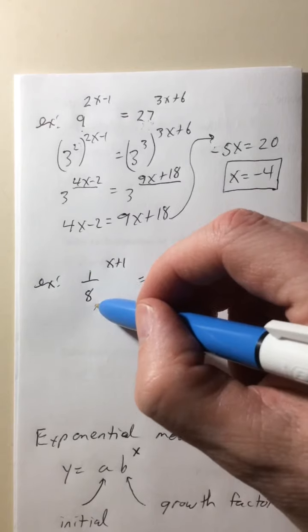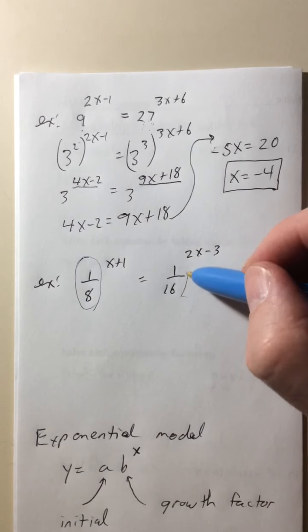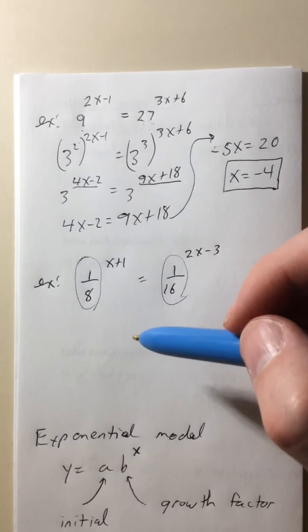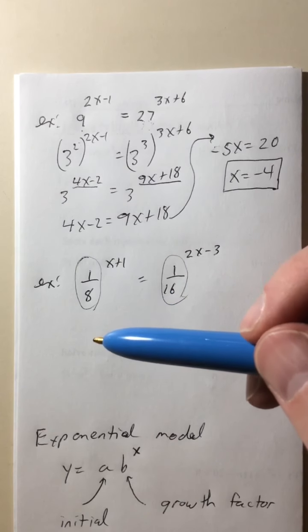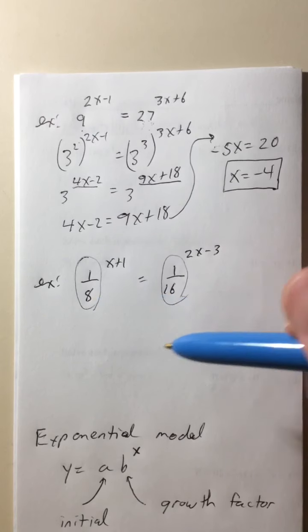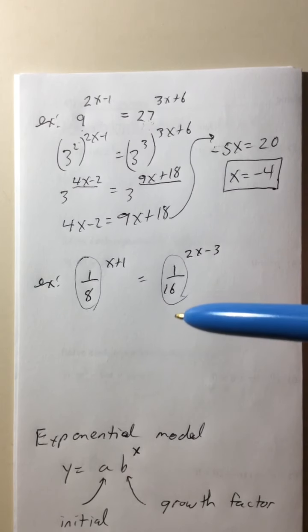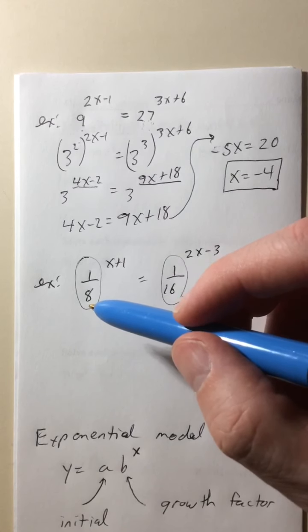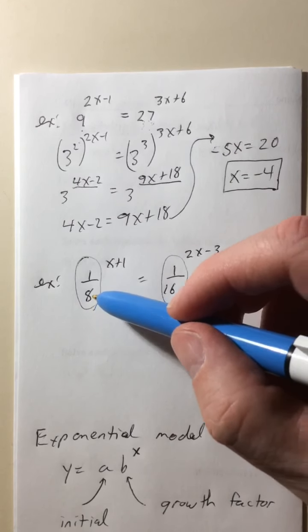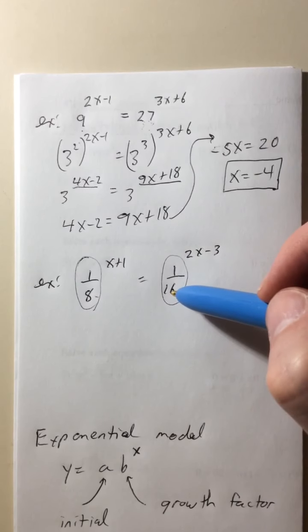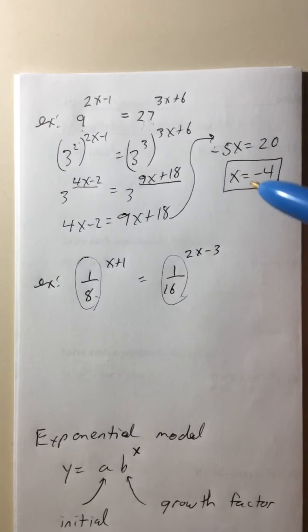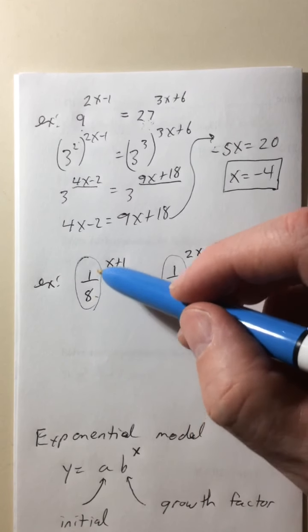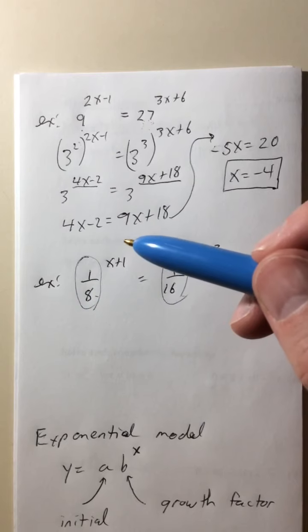So we see 1/8 and we see 1/16. And again, we think, well, is there a number that we can raise to a certain power to make 1/8 and the same number to a different power that makes 1/16? Well, I know that 2 times 2 times 2 makes 8, and 2 times 2 times 2 times 2 makes 16. So 2 seems like a good base, but how do we raise a base to a certain power to make a fraction? Oh yeah, negative exponents.